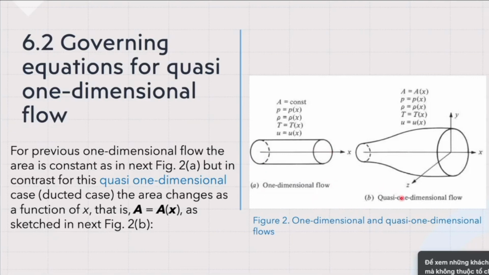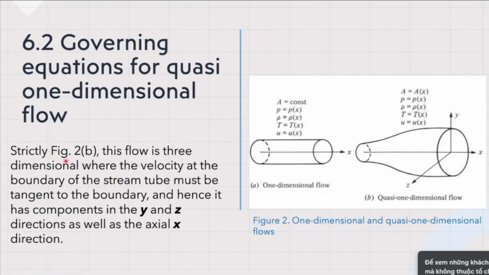However, for quasi one-dimensional flow, the area itself is not constant, right? You can see that the diameter here is smaller than the exit, or the other way around. So it can be said that the area changes as a function of the x direction. A is also a function of x, as sketched in figure 2b over here. All of these components, the area, the pressure, the density, the temperature, the velocity, are also a function of the x direction.